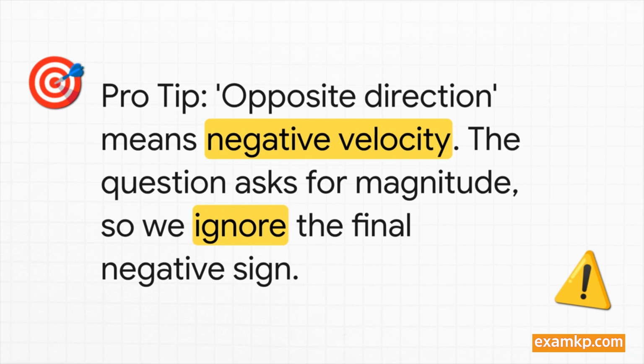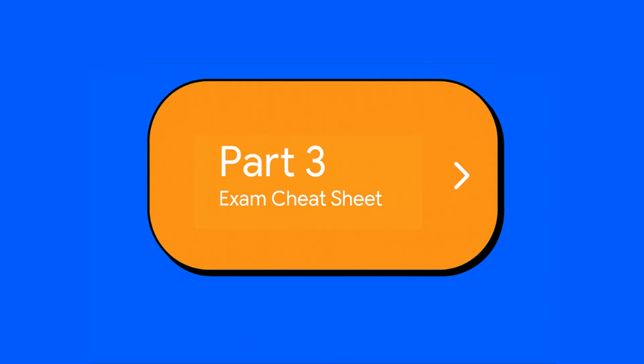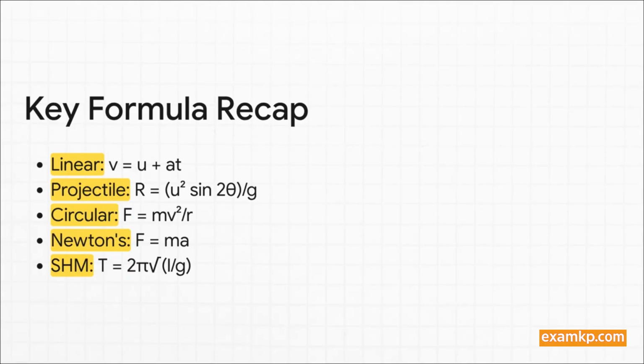Fantastic job walking through those. We've built our toolkit and we put it to the test. Now let's boil everything down into a final super handy cheat sheet you can use to prep for the big day. Okay, here are the absolute must-know formulas. We have our basic linear motion equation, the range formula for projectiles, the centripetal force for circular motion, the period of a pendulum for simple harmonic motion or SHM, and of course the big one that started it all, Newton's F equals ma. Having this locked in your memory is half the battle won.